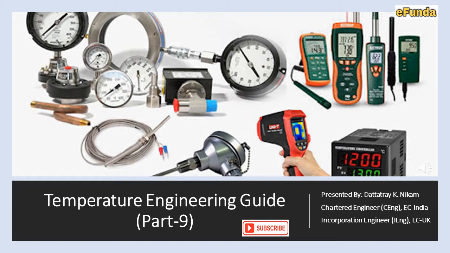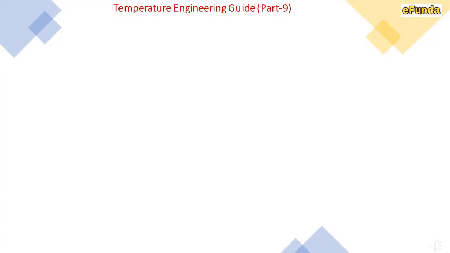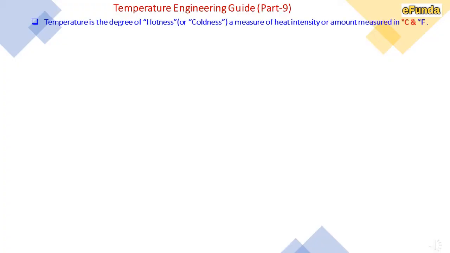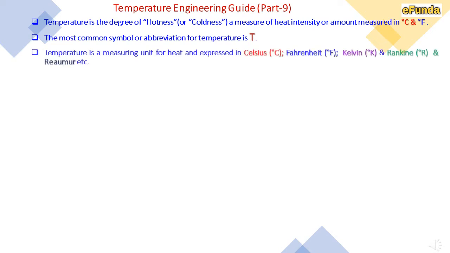So let's begin with today's topic, that is the Temperature Engineering Guide. Temperature is the degree of hotness or coldness, a measure of heat intensity or amount, measured in terms of degree Celsius or degree Fahrenheit. The most common symbol or abbreviation for temperature is a capital T. Temperature is a measuring unit for heat and is expressed in various types of measuring units, that is degree Celsius, degree Fahrenheit, degree Kelvin, degree Rankine, and Reaumur.